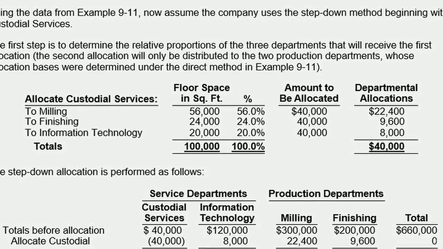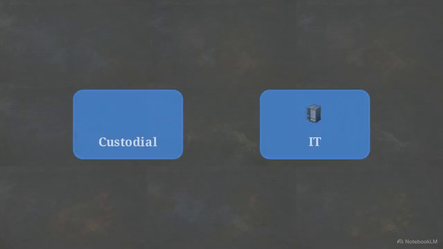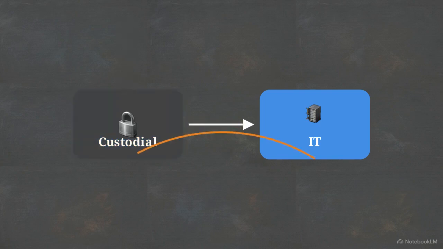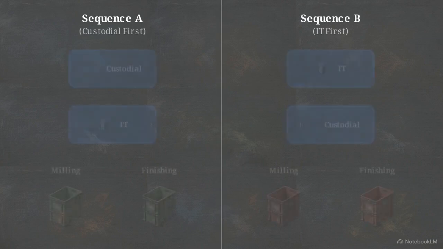Top row, custodial services allocates 20% of its floor space directly into IT. Custodial pushes $8,000 of costs into IT, whose pool absorbs that hit, increasing to $128,000. This introduces a strict rule of closure. Once custodial steps down and zeroes out its ledger, it is locked. It cannot receive any future allocations back from IT, regardless of how much IT service custodial actually consumes.